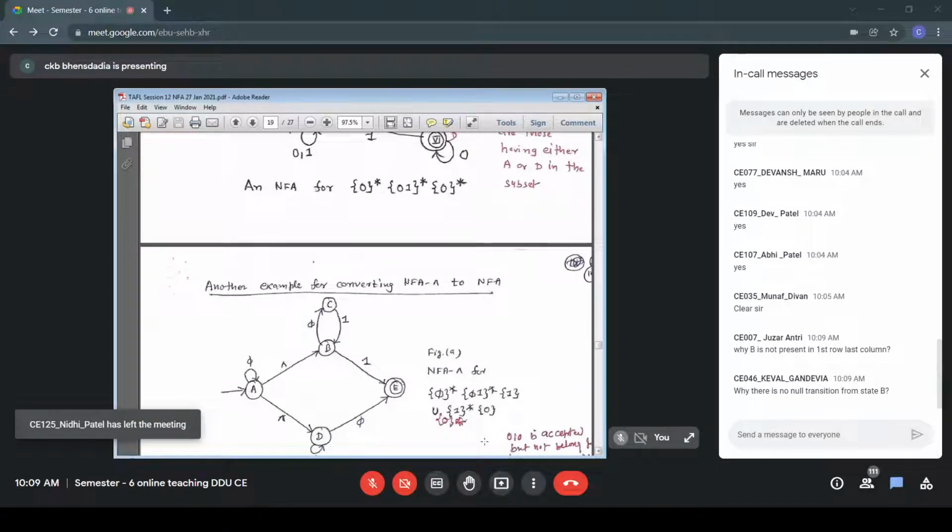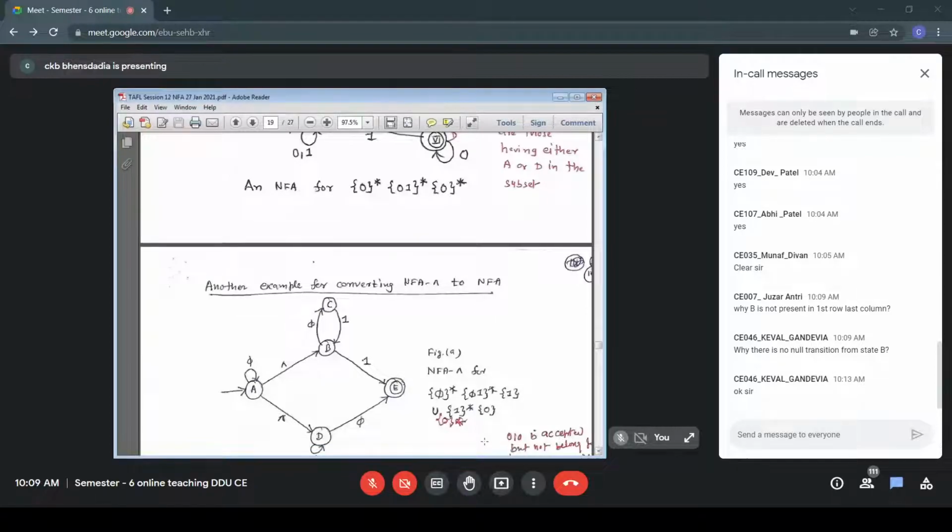Keval is asking me why there is no null transition from state B. That's what I said, no? Concatenation we can achieve exactly if we follow the theorem, then we achieve that using null transition. But we can optimize that and remove unnecessary null transitions. We'll discuss this further when we discuss the next topic, that is Kleene's theorem.